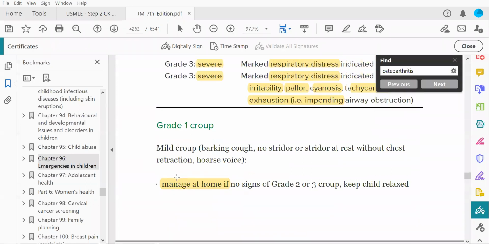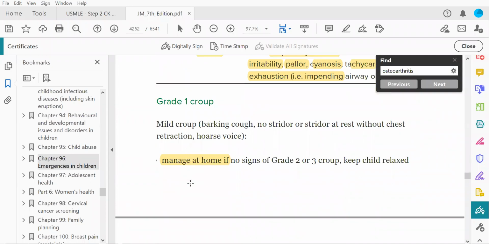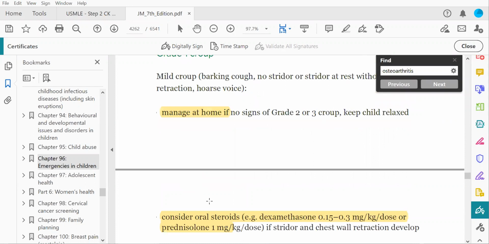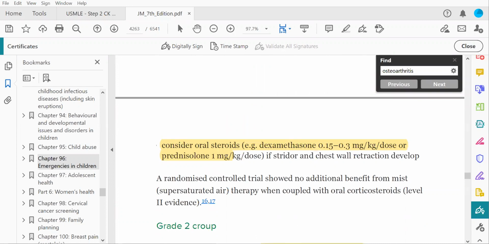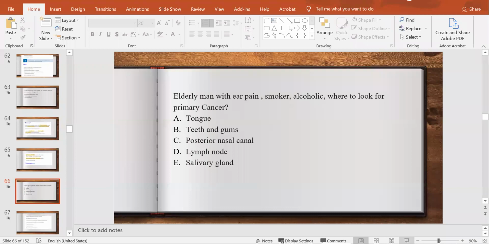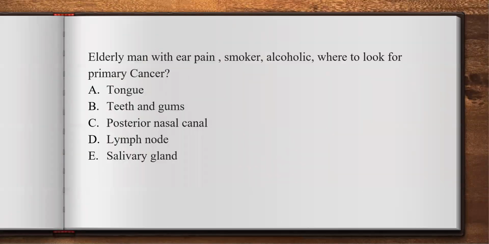In the mild group, the child doesn't even have any chest wall retraction, just a stridor. In that case, the child can go home if the parents are confident. You can even give the parents oral steroid to take at home if the child develops chest wall retraction while staying at home at night. So that's mainly the treatment for croup.